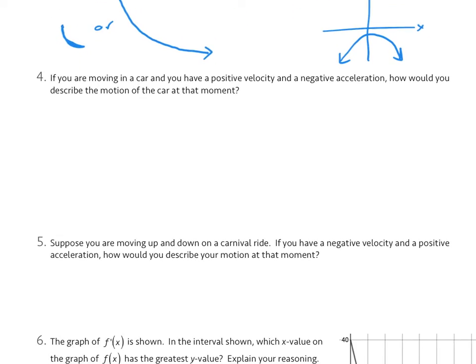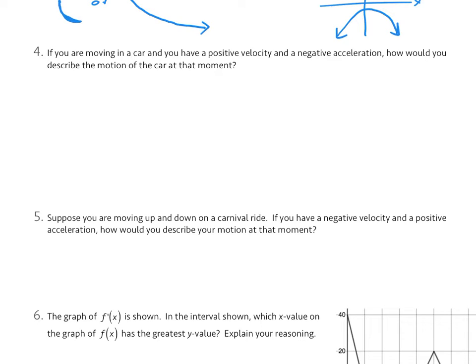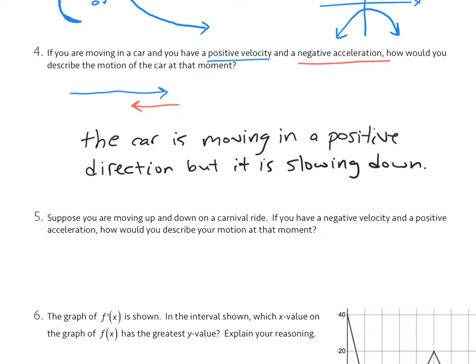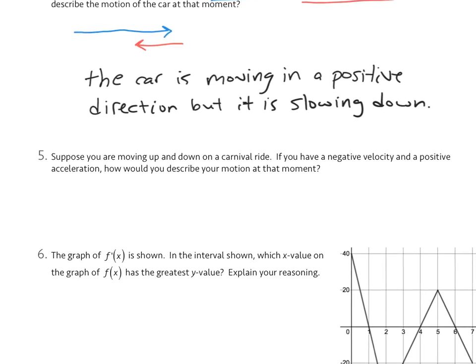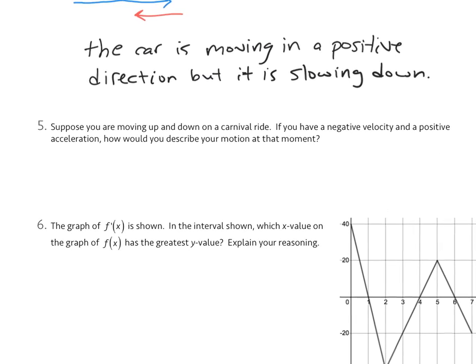Number 4. If you are moving in a car and you have a positive velocity and a negative acceleration, how would you describe the motion of the car at that moment? Well, positive velocity means the car is moving to the right in a positive direction. Negative acceleration means something's pushing back and slowing the car down. So the car is moving to the right and slowing down. Now I realize when I say moving to the right, I'm assuming that moving to the right means that's the positive direction, but maybe your positive direction would be defined differently.